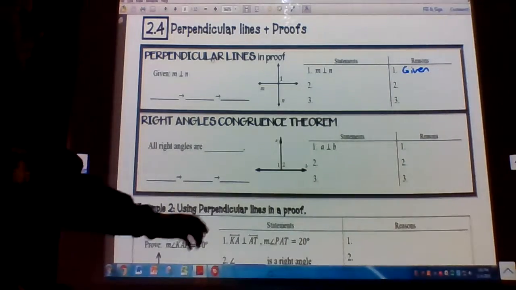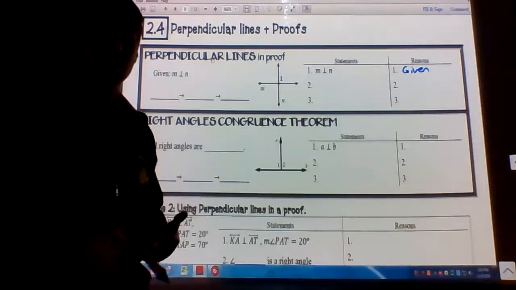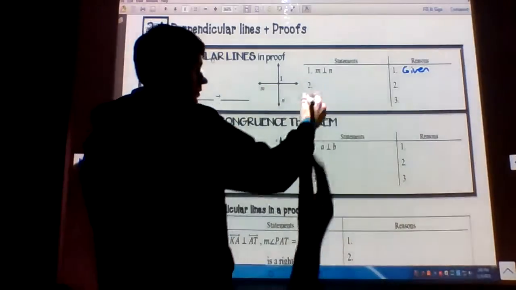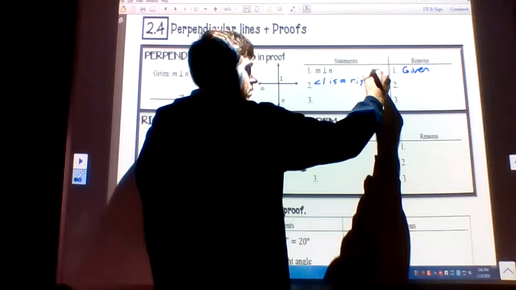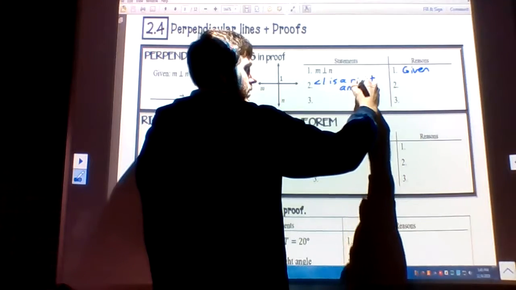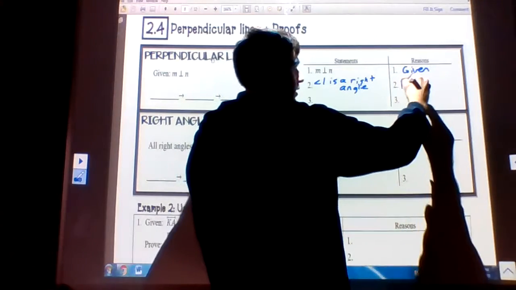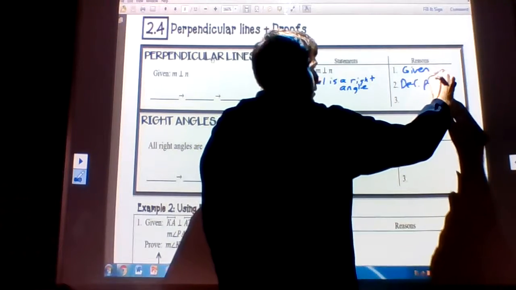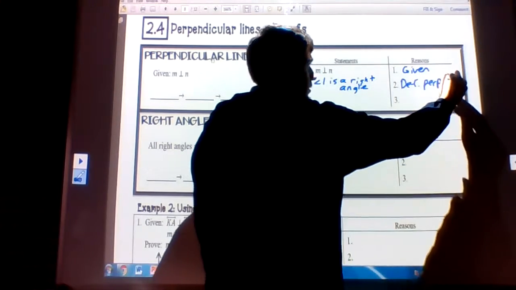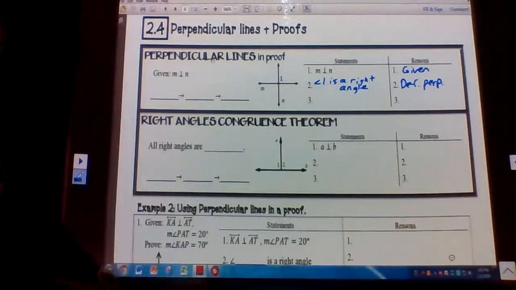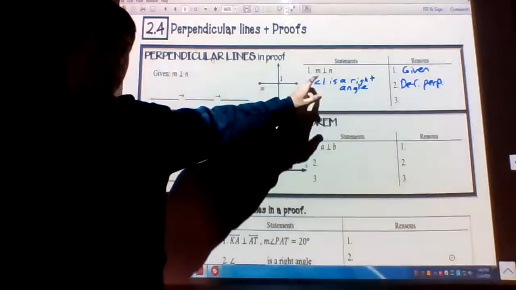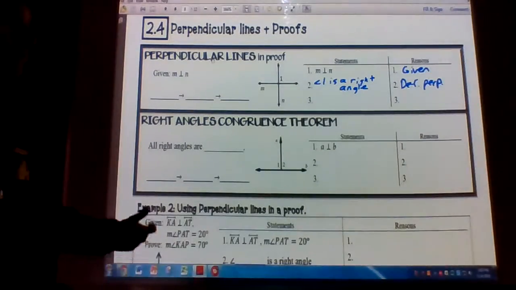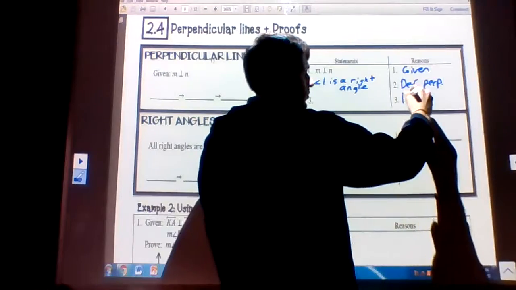Okay? So if we know the lines are perpendicular, we know they intersect and form right angles. So we know angle 1 is a right angle. And that's your definition of perpendicular. Abbreviated, definition perpendicular. If two lines intersect, they form right angles. That's the definition of perpendicular.